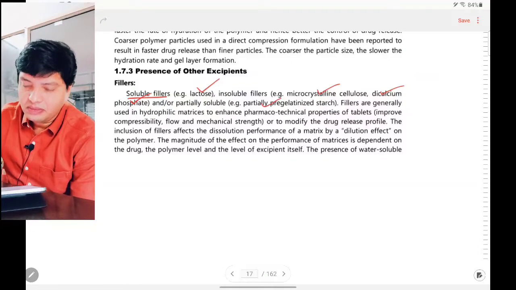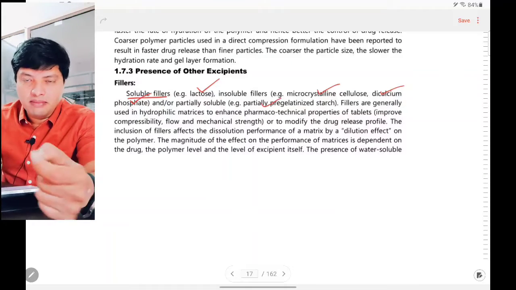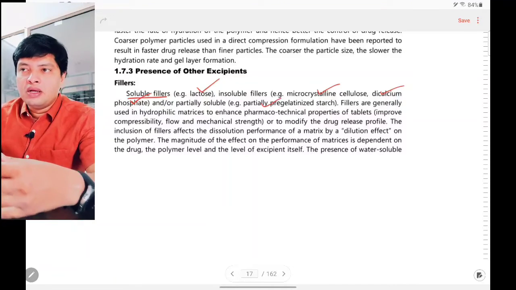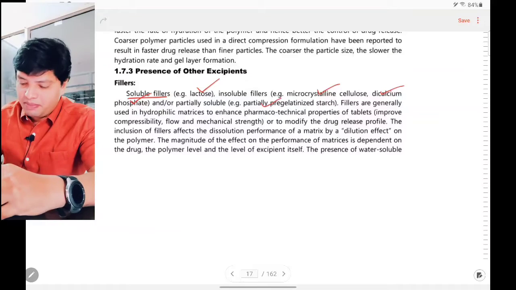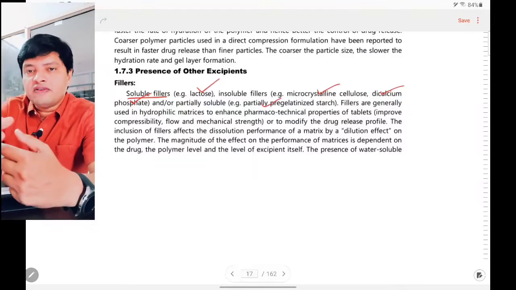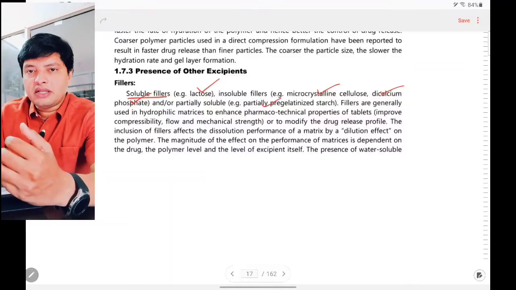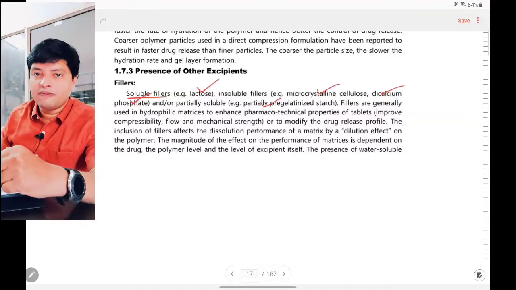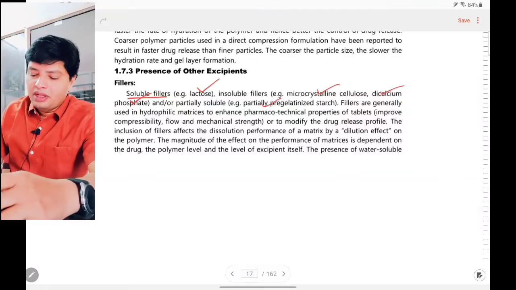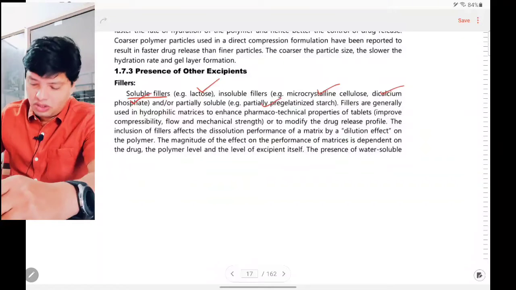So what is the use of this? Fillers we generally use to increase the handling of the tablet. If the dose of the drug is less, to improve handling we add fillers and increase the size of the tablet. But addition of these fillers will act as a diluting effect. If you increase the filler concentration, even though the polymer is present at 30%, the effect of the polymer will be diluted because you added filler. Now what happens if we use soluble, insoluble and partially soluble fillers?